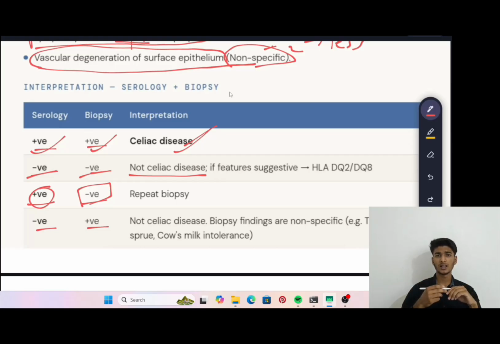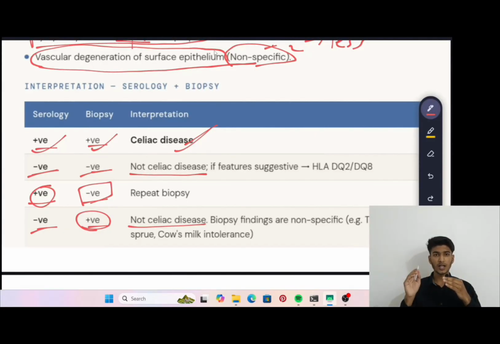If the serology is positive but the biopsy is negative, you should do a repeated biopsy, because it never happens that the serology is positive and the biopsy is negative. If it is happening, your equipment may be faulty, but you should do a repeated biopsy, and in the repeated biopsy, surely you will get a positive result because the serology is already positive. After that, if the serology is negative but the biopsy is positive, the person is not suffering with celiac disease.